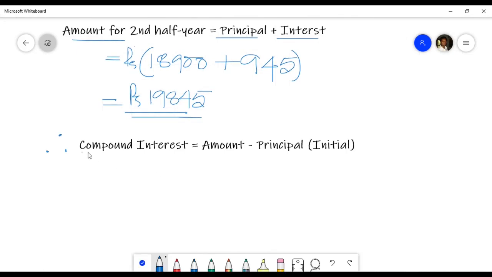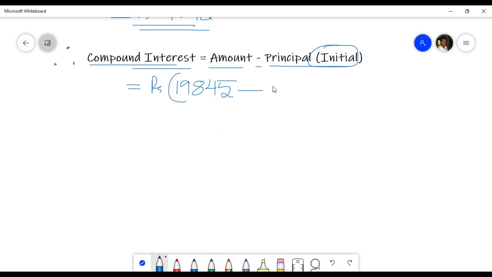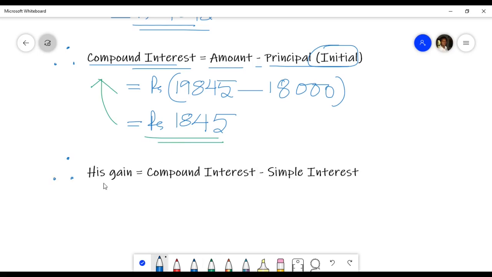So therefore, compound interest, right? You know the formula of compound interest very well. It is amount minus principal, that is the initial principal. So we'll just replace the values to get the answer. After we replace the values and subtract amount minus principal, we will get the compound interest as rupees 1845. So 1845 is the compound interest.